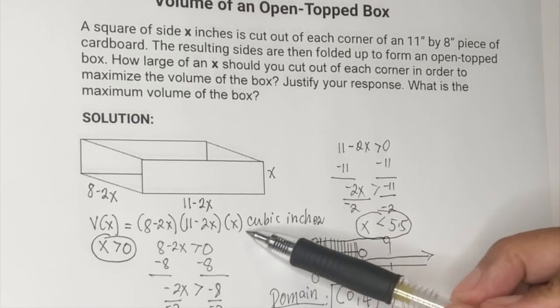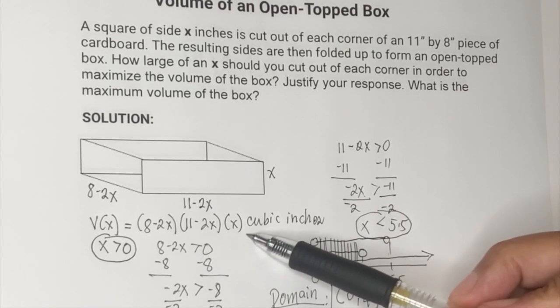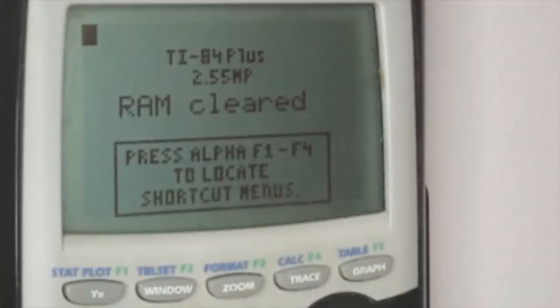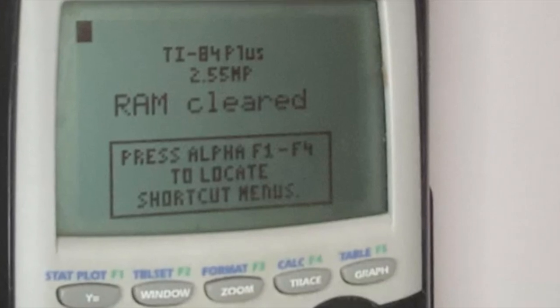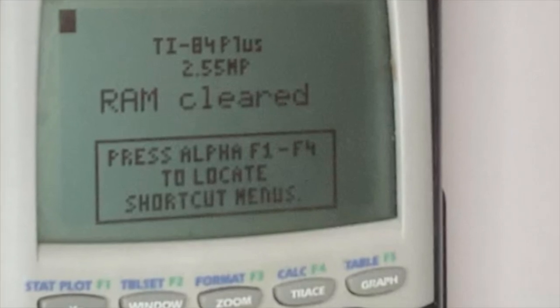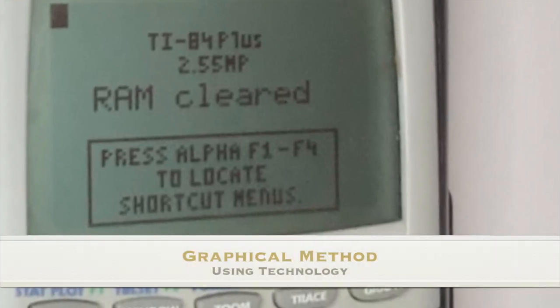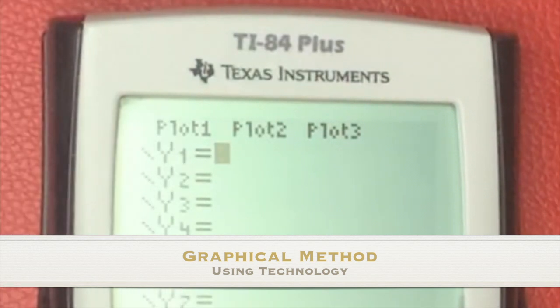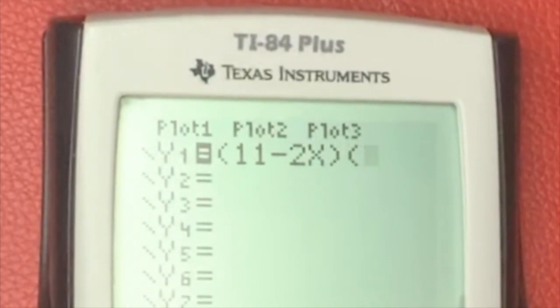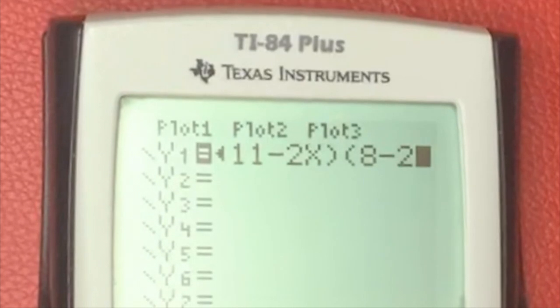Now that we have our v of x and we determine the domain, how do we find the value of x and the maximum volume of the box? We will try to do this in two ways. If you are taking high school algebra, this can easily be done using graphical methods with the help of technology. I am going to demonstrate using a graphing calculator. First, press y equals and enter, and type in your function y equals 11 minus 2x times 8 minus 2x times x.